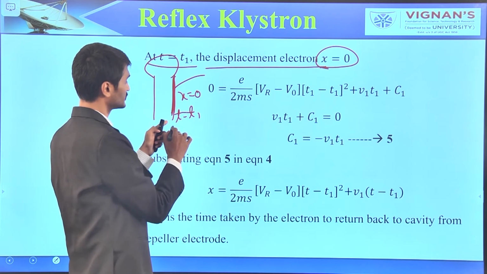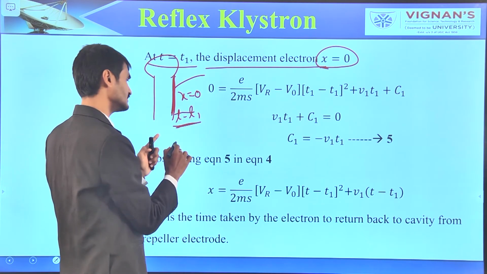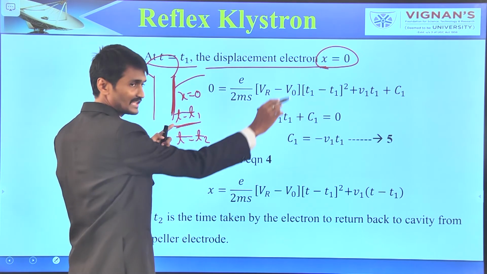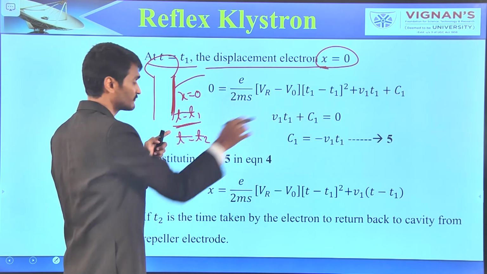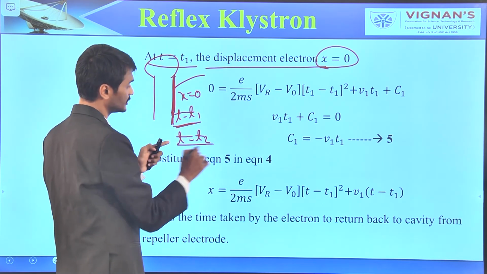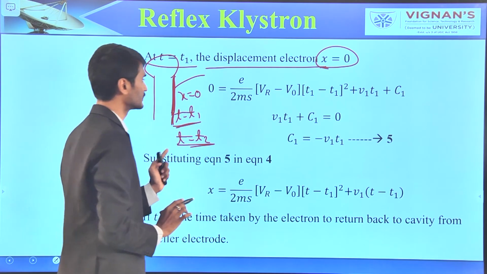So at t equals t1, x equals 0 only, as well as at t equals t2. What is t2? The time taken by the electron to return from the repeller space and again reach the gap, that is also t2, which I have considered. At that time also x equals 0 only, please remember.